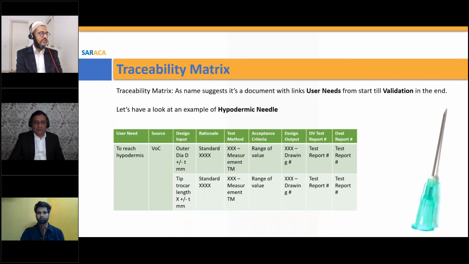So for example, the user need says to reach hypodermis. Now, this is a very basic need, which could be from VOC, or this can be from VOC, but this is generally a driven requirement in which the basic purpose of this medical device is to reach the hypodermis. So when this needle is penetrated in the skin, it should at minimum reach the hypodermis. So this is our requirement. This is a user need.